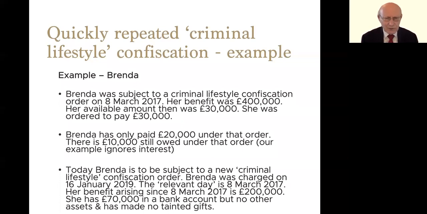It's all straightforward. So obviously, if there were no previous criminal lifestyle confiscation order against Brenda, then we'd simply have her having a benefit of 200,000, assets of 70,000. She'd be ordered to pay £70,000, and that'd be the end of it. But because of this previous criminal lifestyle confiscation order, that's not going to be how this one is going to play out. How is it going to work out for Brenda then?